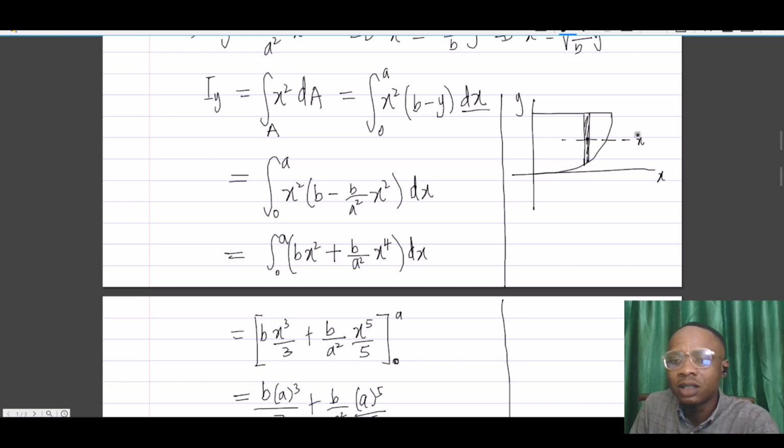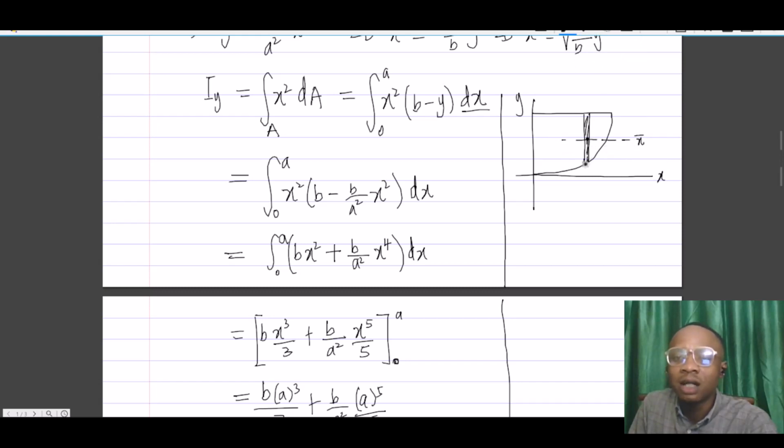Say this is x bar for this elemental area, an axis. Let's say this axis is x bar for this elemental area. Then we can get the Ix, that is, the moment of inertia of this elemental area about the x-axis. What will it be? The first thing we want to ask ourselves is, what will this distance be? We're going to make use of the parallel axis theorem for this elemental area. So we know this is x bar.